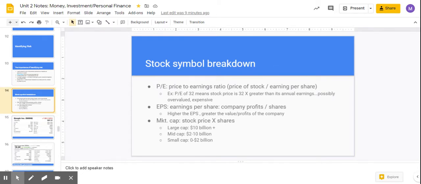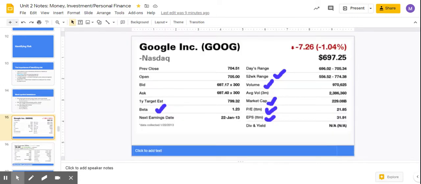Here's some other information about what is on a stock symbol. So that information is listed here. What we'll start with, we'll work from the top and go down. 52-week range: what that indicates is that the 52-week range is showing in the last year how a company's stock price has fluctuated.